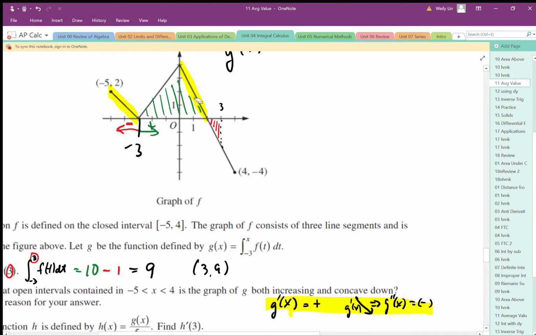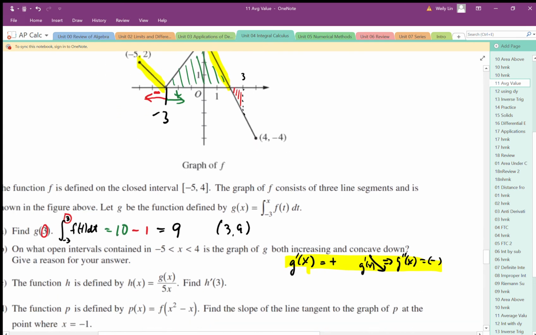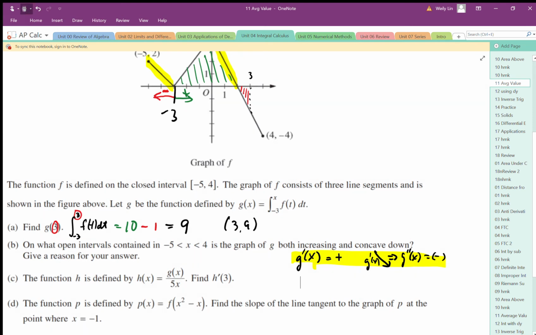G prime is sloping up, and the slope of G prime, which is G double prime, or the concavity, is going down, so it's negative. So those are the sections that we're looking for.